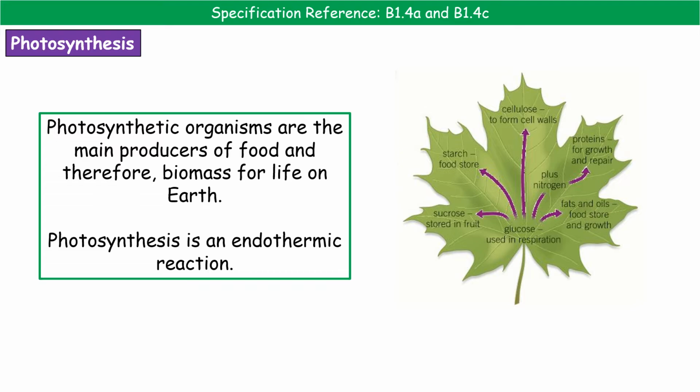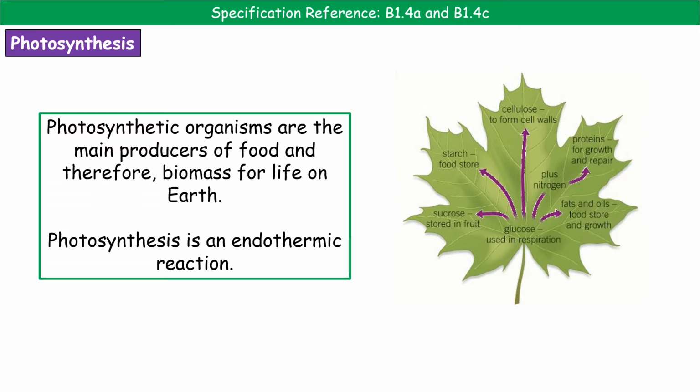What we're going to be looking at in today's booster is photosynthesis. So first thing we really need to know is that when we're talking about photosynthetic organisms, these are the ones that are using sunlight in order to produce their own food. So what we can actually say is that these photosynthetic organisms are the main producers of food and, as a result, biomass for all life on Earth.